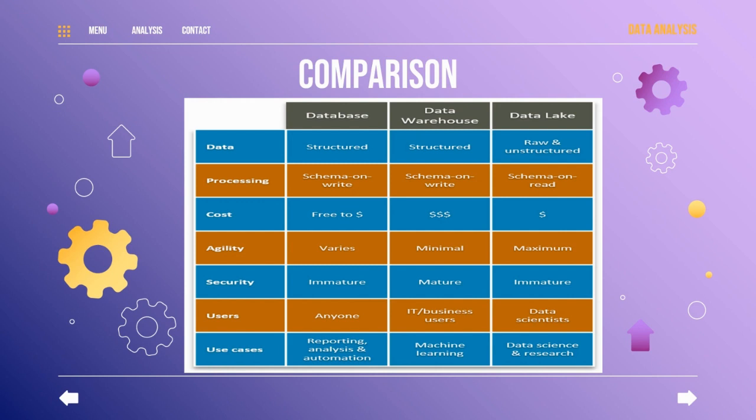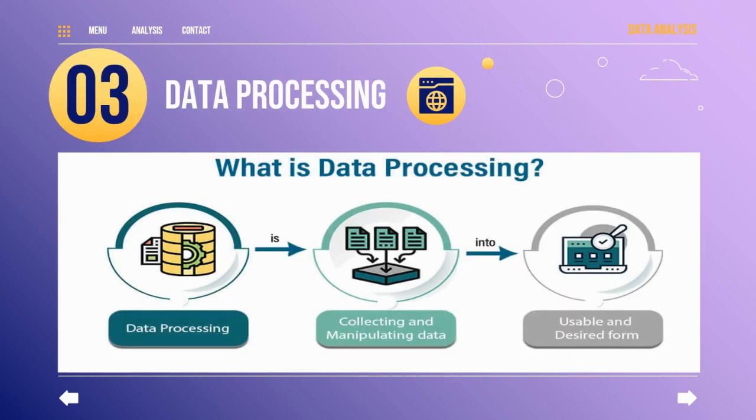Next, use cases. As I have mentioned before, the use cases differ from one subject to another. The database is used for reporting, analyzing, and automation. Data warehouses are used for machine learning, and data lakes are used in data science and research. Next, let's go to the third topic, data processing.